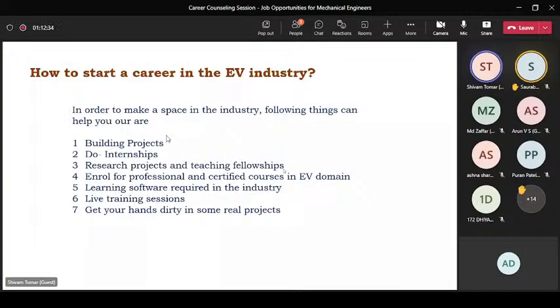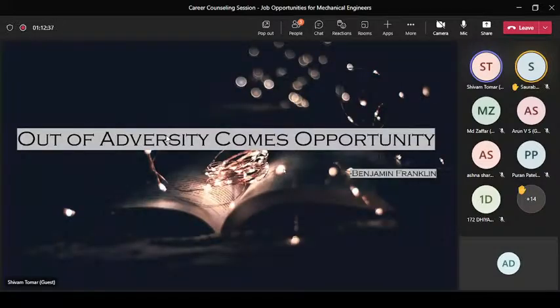At last, I would like to say that this time we are facing is definitely hard for mechanical engineers, but always remember what Benjamin Franklin said: out of adversity comes opportunity. This is not an adversity time for the mechanical engineer, but a great opportunity for you. Work on your skill set from today onwards and grab whatever opportunity you get in this domain. Industry is waiting for you, industry is looking for you, but the only thing is that there is a gap in skills, which you can easily fulfill by working on your skill gap.